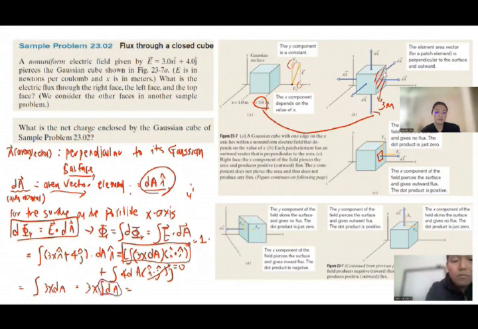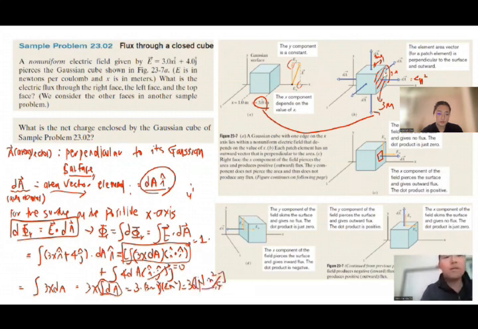This is the area of the right face of the Gaussian cube, where one side of the cube is 2 meters. So the total area of this face is 4 square meters. Multiplying, you get 3 times 3 meters times 4 square meters, which is 36 newton meter squared per coulomb.